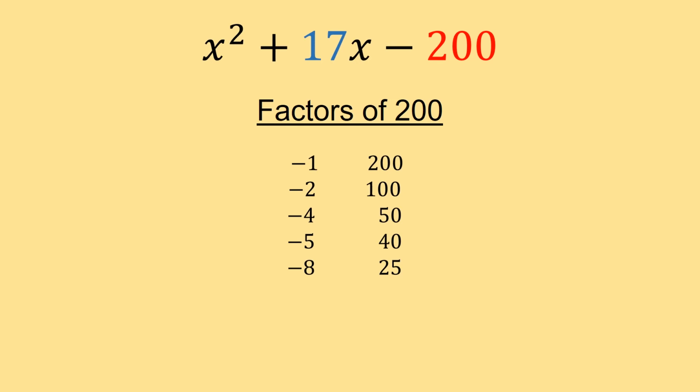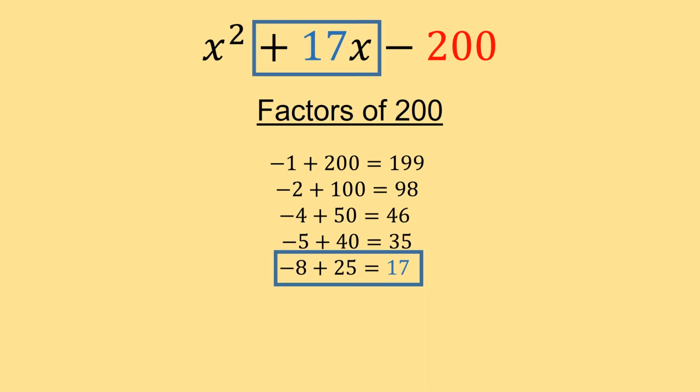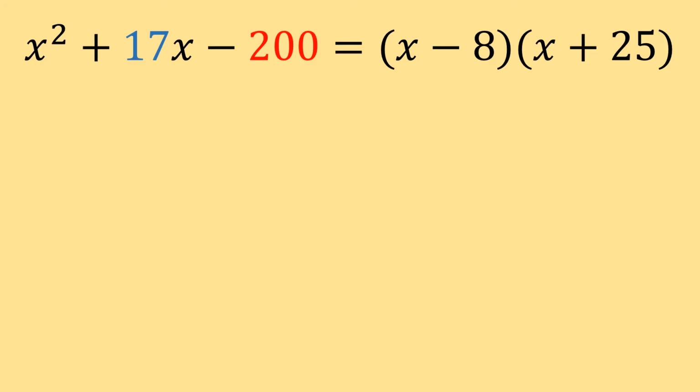Now, one thing we haven't been doing while we're listing is actually adding these values up. So while you're listing out these factors, it's important that you keep checking what their sums are. Now, we know negative 1 and 200 is 199, but if we add all these up, we'll see that we already have our answer in front of us. And that is negative 8 plus 25 is 17. And so we can write the factored form as (x - 8)(x + 25).